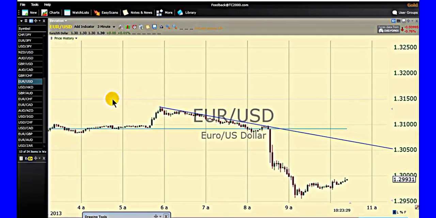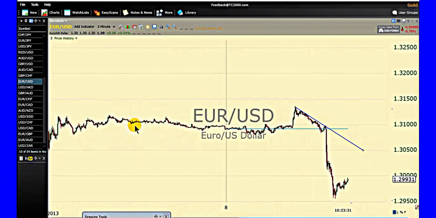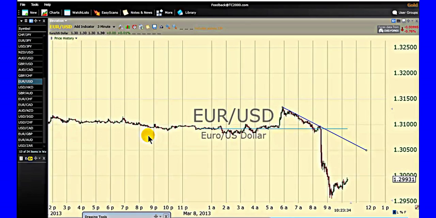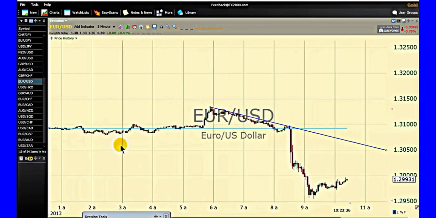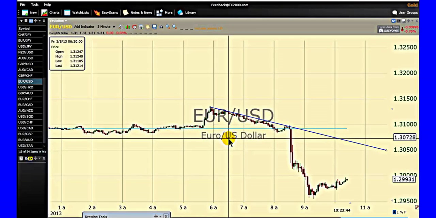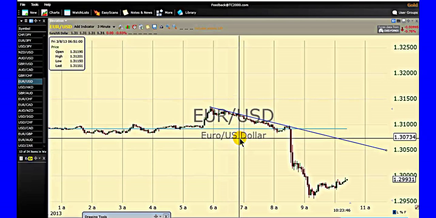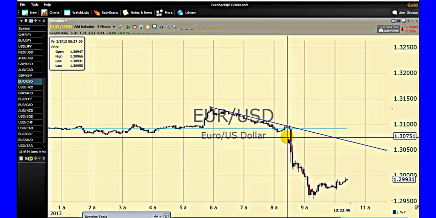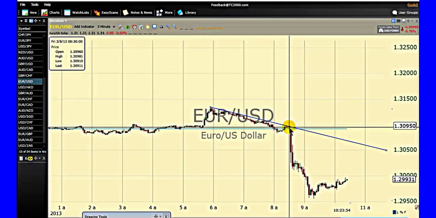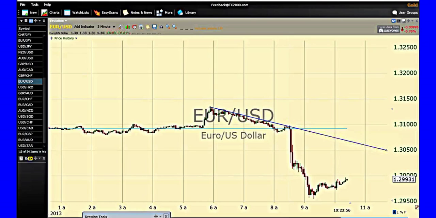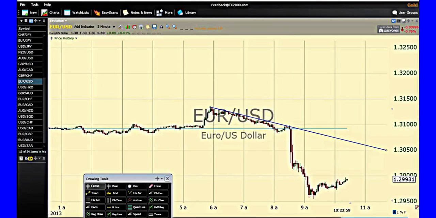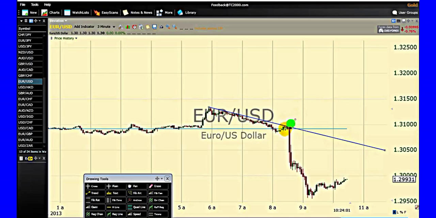Here on the Euro USD, what was taking place before the market opens, you can see that again the price was going up. Look at the top left hand corner of the screen right here. That's where the news was released today, at 8:30.